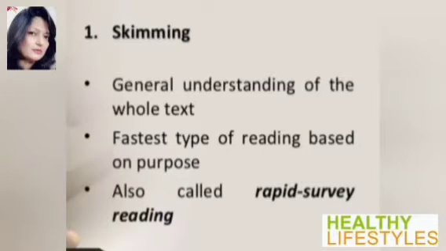What is skimming basically? Generally, understanding of the whole text. Fastest type of reading based on purpose. It is also called rapid survey reading. Skimming is used to quickly gather the most important information or gist. Run your eyes over the text, noting important information. Use skimming to quickly get up to speed on a current business situation. It's not essential to understand each word when skimming.